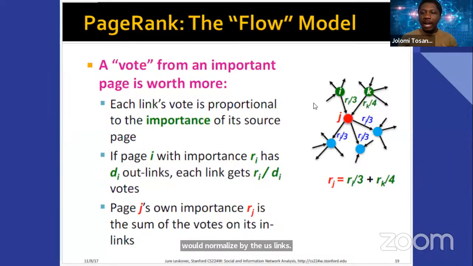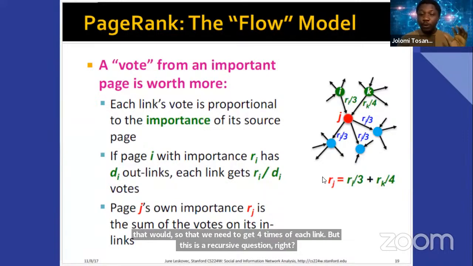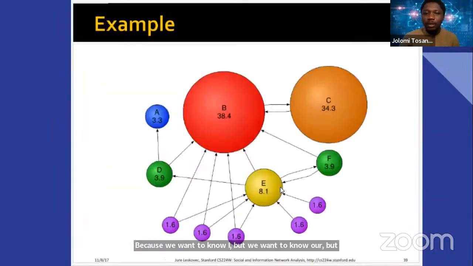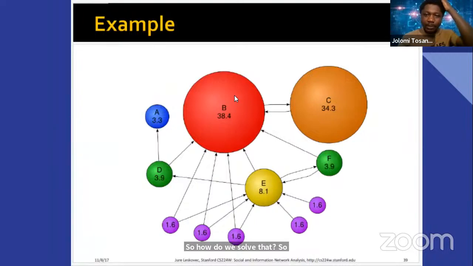But then if we have this kind of formulation, the goal is to find R_I, R_K, and R_J so that we know the importance of each link. But this is a recursive problem, right? Because we want to know R_I, but we want to know R_J, and R_J also depends on R_I and R_K. So how do we solve that? So it's a recursive problem.